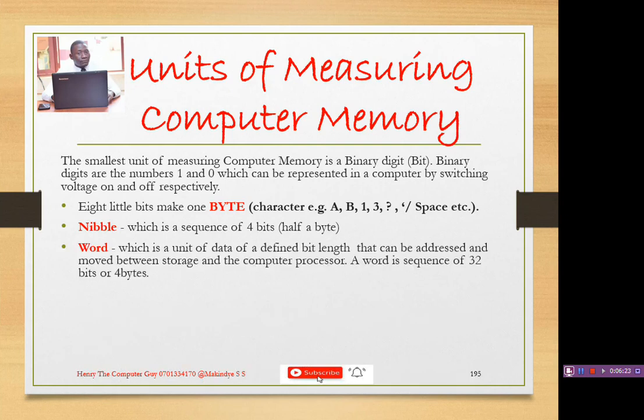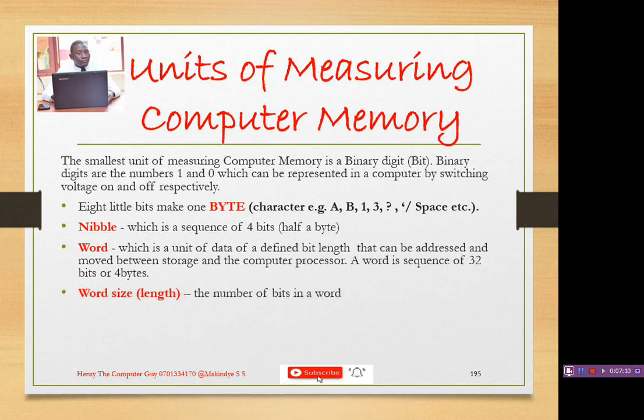Then we have what we call a word, which is a unit of data of a defined bit length that can be addressed and moved between storage and the computer processor. Specifically, a word is a sequence of 32 bits, or approximately 4 bytes. Remember, when I talk of 4 bytes, each of these contains 8 bits. So I take my 4 and multiply by 8 to get 32. So a word is specifically a sequence of 32 bits.